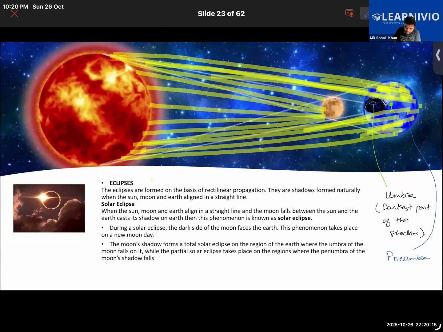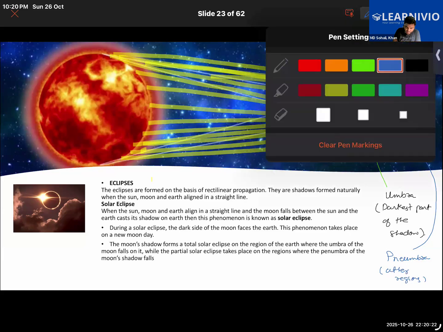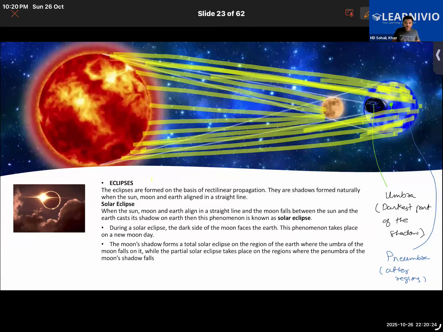Penumbra and umbra are different places of a shadow. Penumbra is actually the blurry part, and umbra is the darkest part, which is the center. Light somehow seeps through the sides, and that makes the penumbra blurry. So it's a mix of darkness and light.